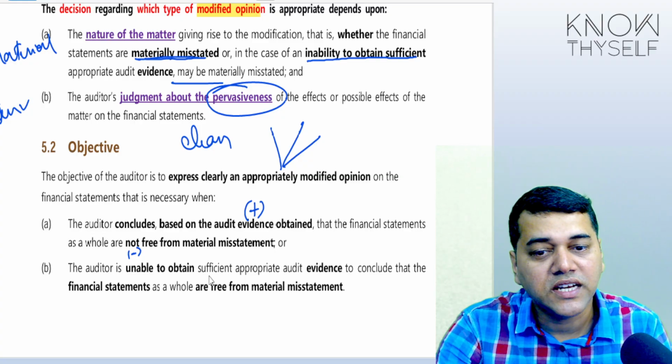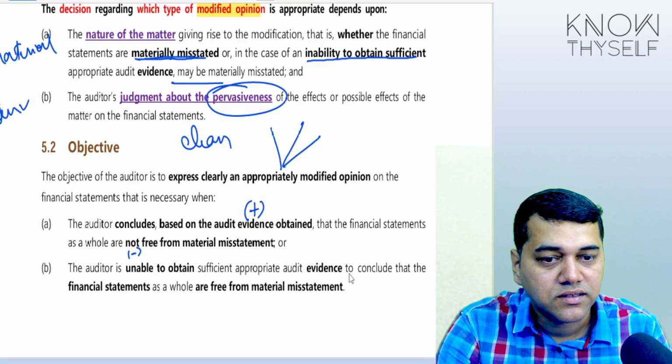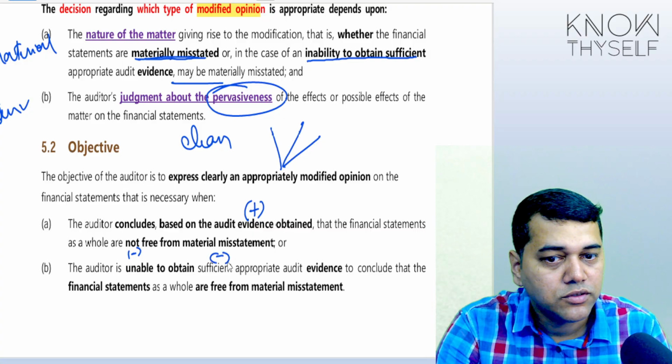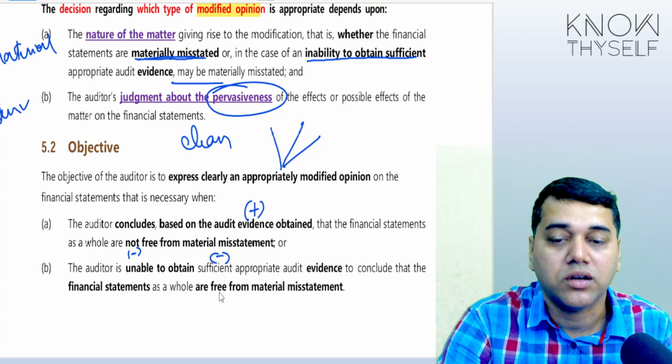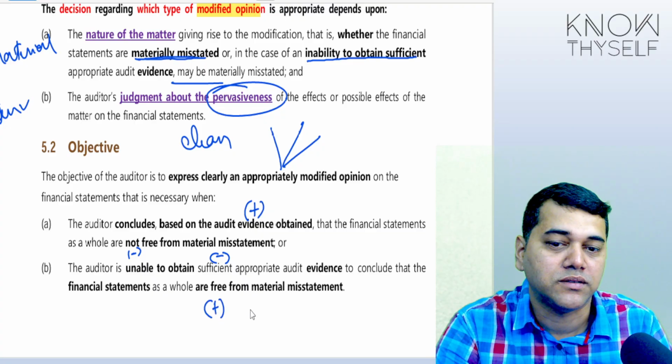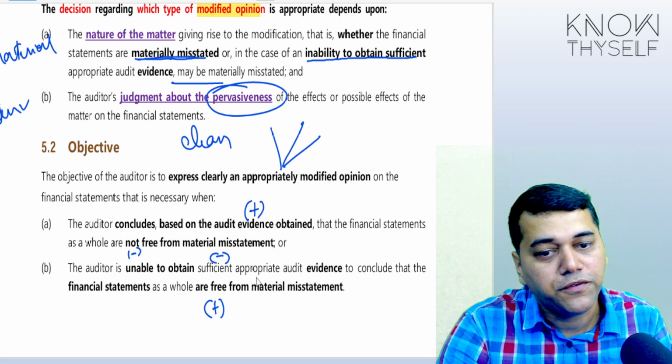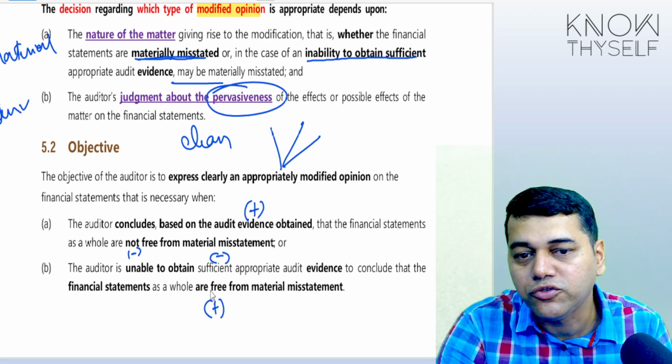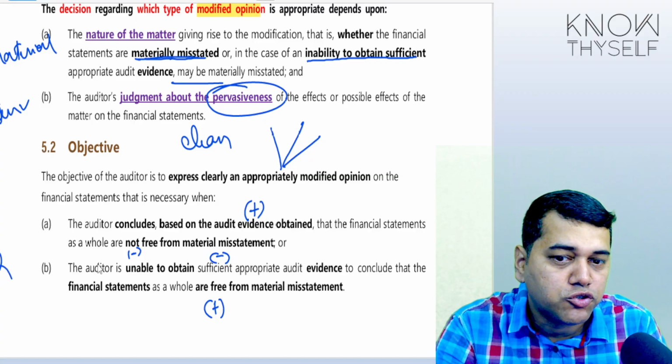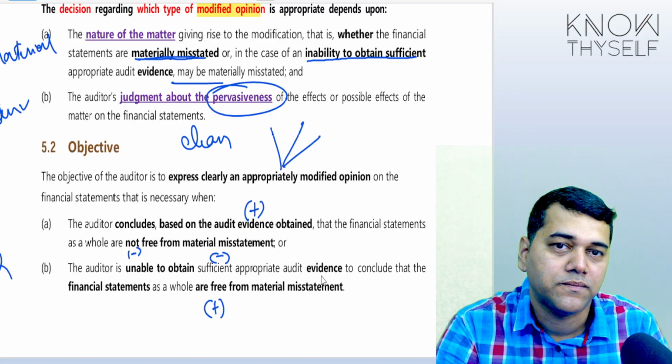Second, the auditor is unable to obtain evidence. This is negative. You are not able to get evidence. What? That it is free from misstatement. Don't write that they are not free from misstatement. Please understand, you may lose 1 mark. So you may actually fetch 2 marks if you write this properly.